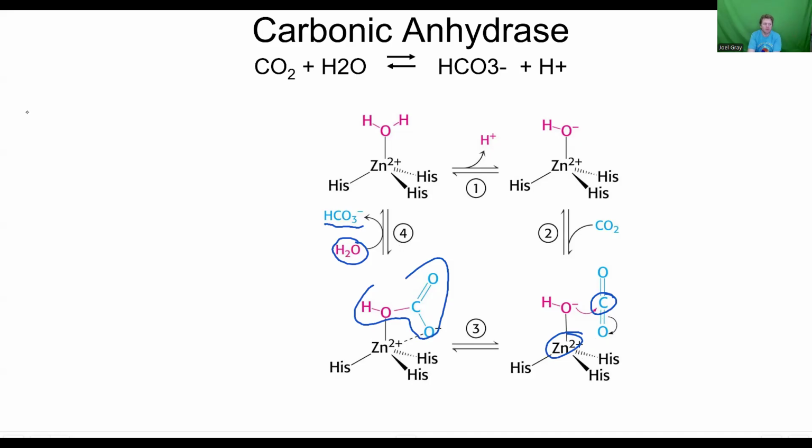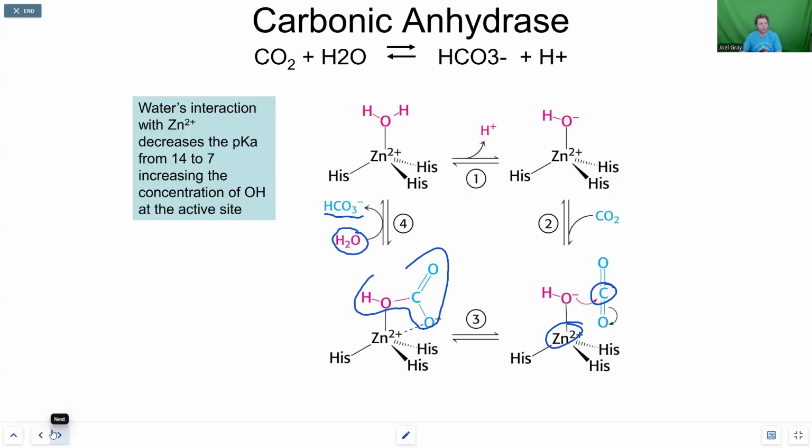So why is this happening? Well, it all goes down to the metal ion, the zinc ion, can cause water's pKa to drop whenever water is present. That leads to an increase in the concentration of hydroxide at the active site, which enables that hydroxide to kind of corral in a CO2 molecule. This is an example of metal ion catalysis.